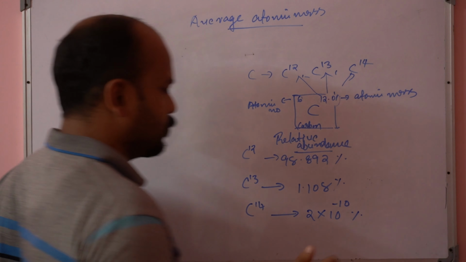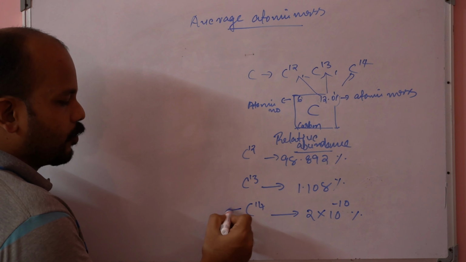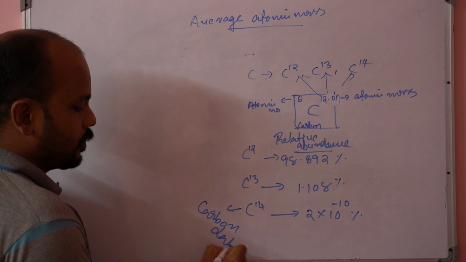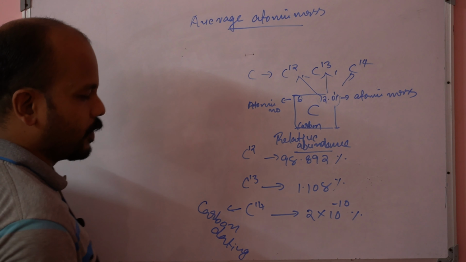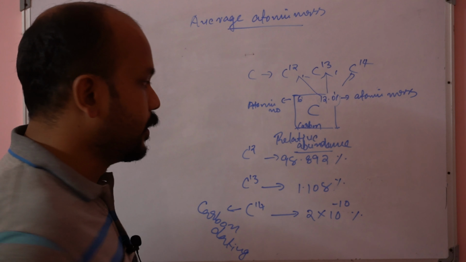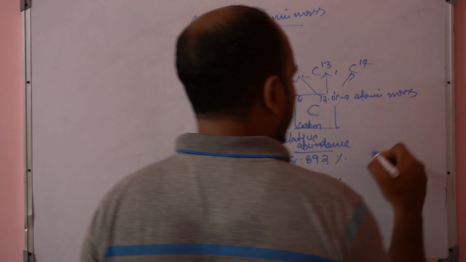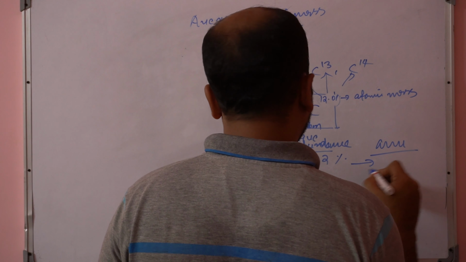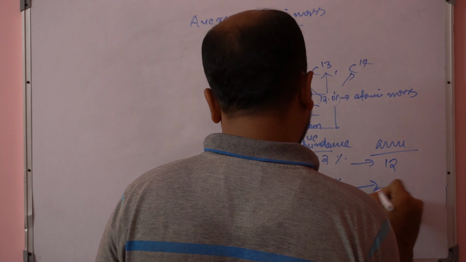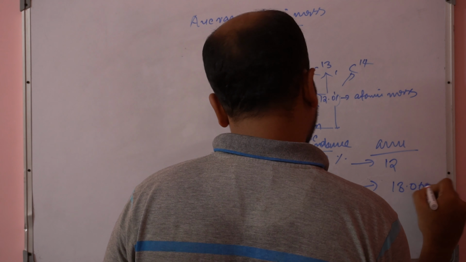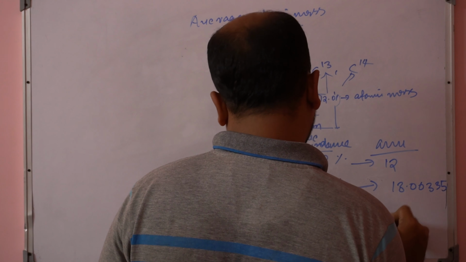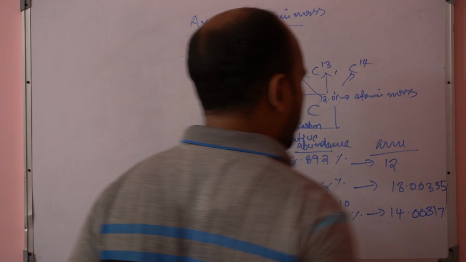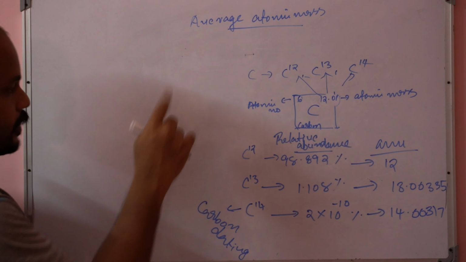You might have already heard about C14, right? It is used for carbon dating, the determination of the age of fossils and so on. And the atomic mass units of these isotopes: for C12 it is 12, for C13 it is 13.00335, and for C14 it is 14.00317. Let's see how we calculate the average atomic mass.